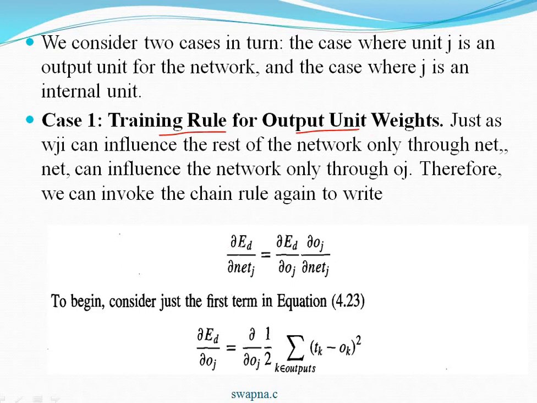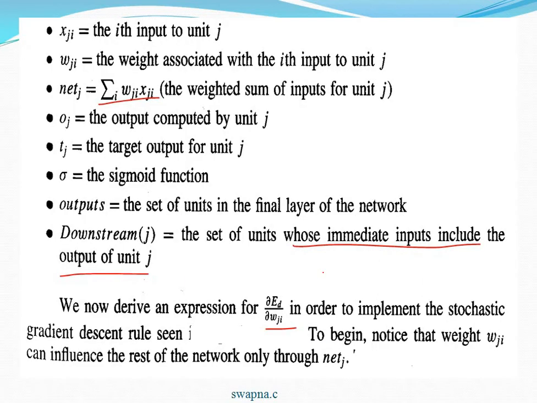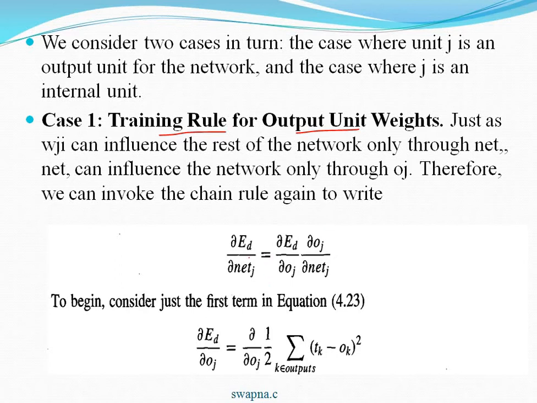Here it is like this: the derivative of error with respect to the weight has a first term and a second term. What is the first term? Error with respect to net. The second term is net with respect to the weight. That's what we are finding. For the first term, error with respect to net, we once again apply the chain rule: the derivative of error with respect to the output, and the derivative of output with respect to net.